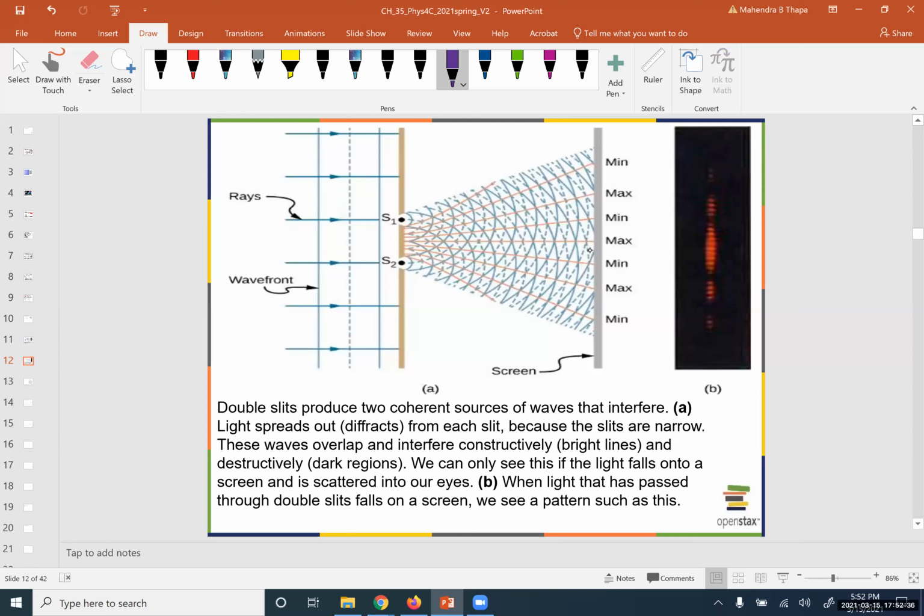So interference pattern means this S1 and S2 are two slits. We get this region of maximum intensity, meaning the bright region. Maximum means the position of a bright spot or fringe. Minimum means this is the position of a dark spot.